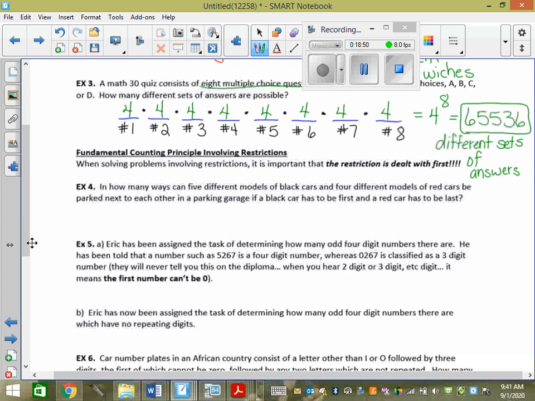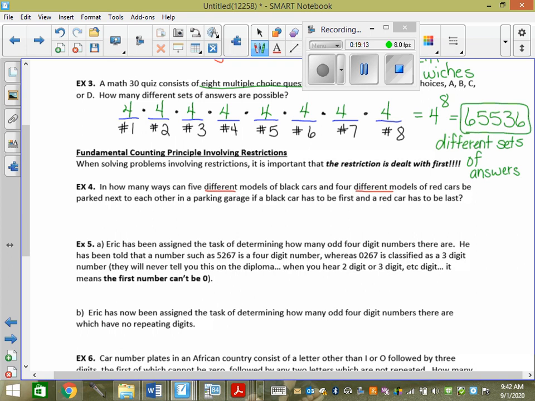Example 4. In how many ways can 5 different models of black cars and 4 different models of red cars be parked next to each other? Now, there's a big thing here about different. That's very important, the different.